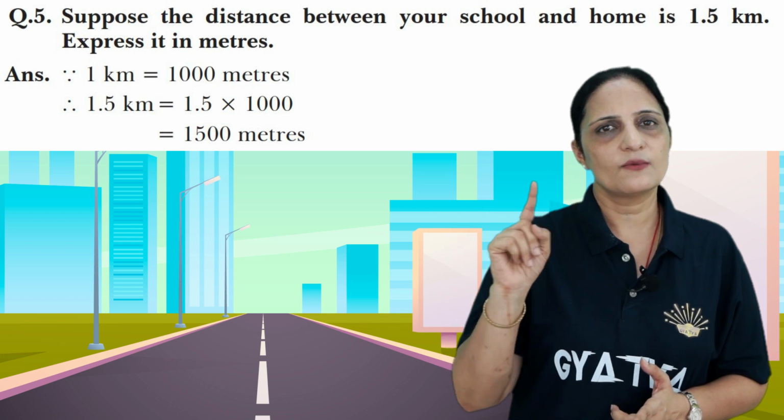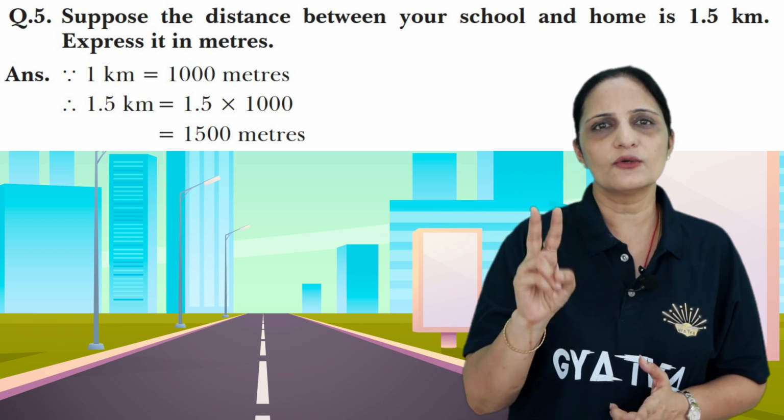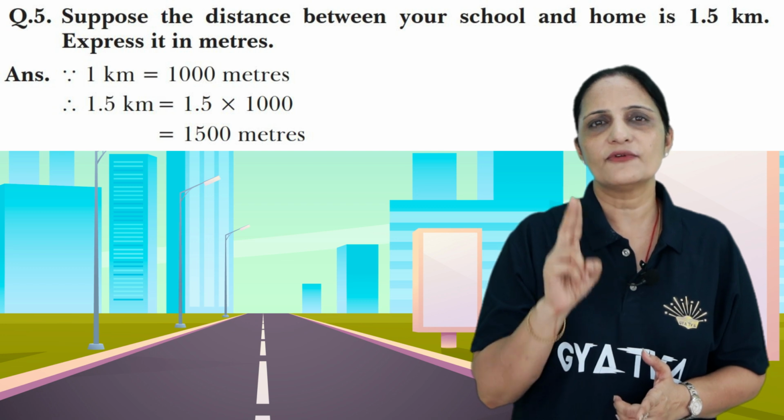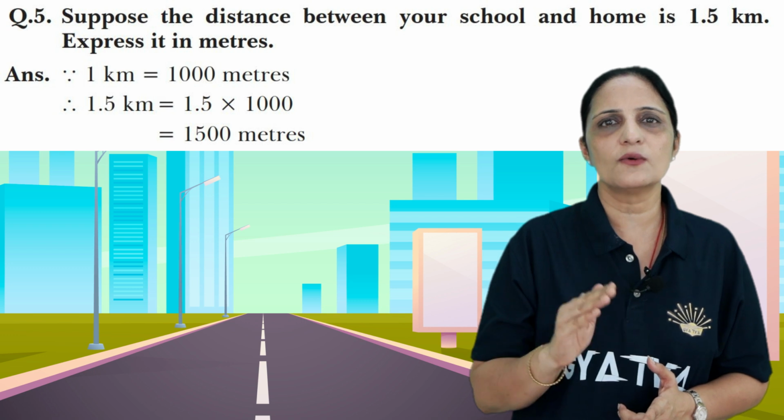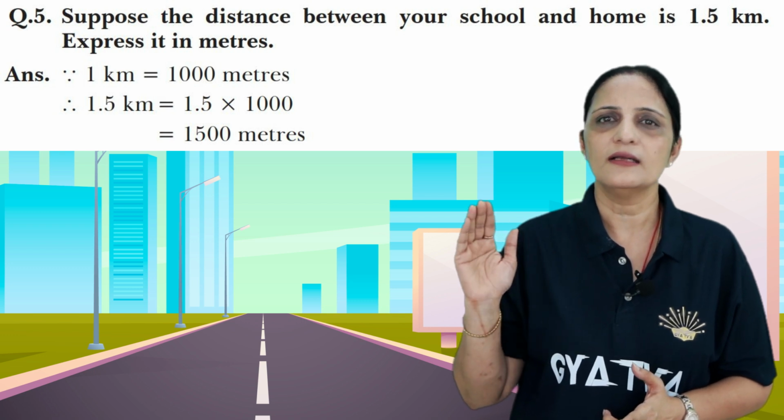1 decimal, 1 zero will go, so you will be left with 2 zeros. So the correct answer will be 1500 meters. Therefore, the distance between my school and home is 1500 meters.